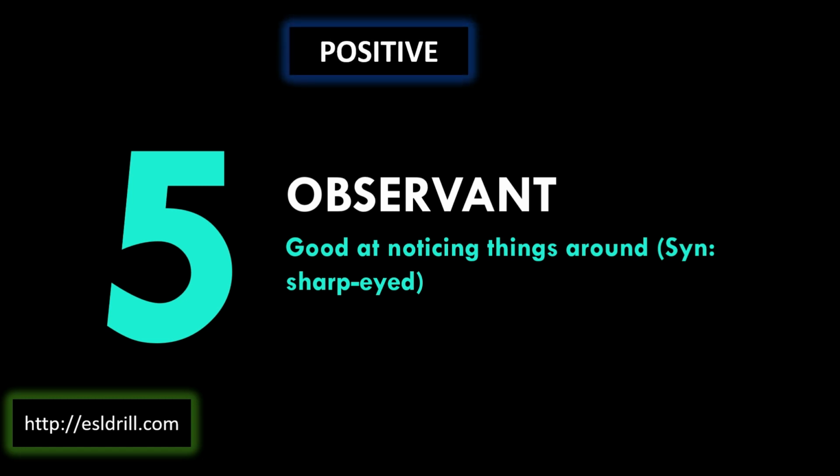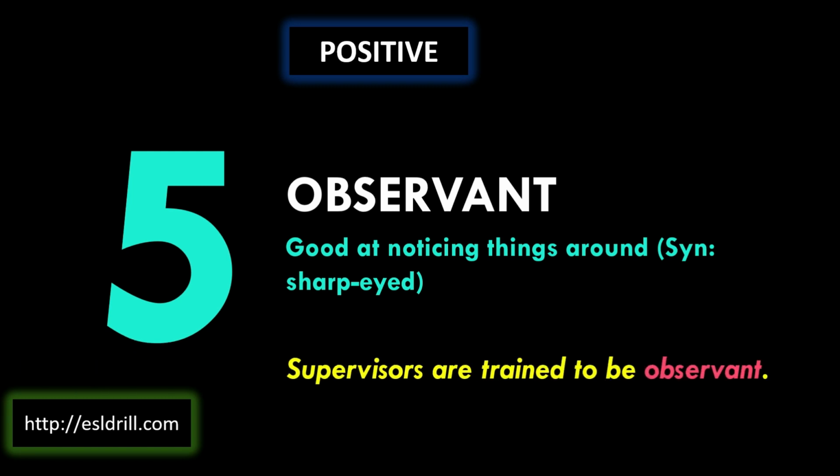And let us see this word in action in an example sentence. Supervisors are trained to be observant. Yes, after all, that is their duty, their job. They need to be very observant. They need to be very good at noticing things around. So supervisors are trained to be observant. Observant is positive. Let's move on to the sixth one.